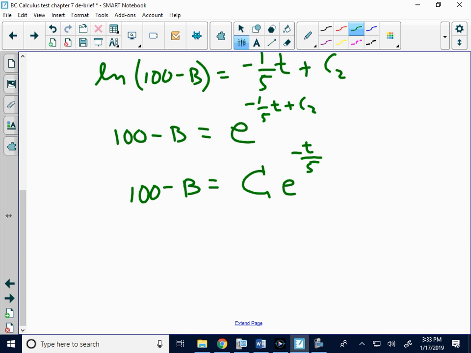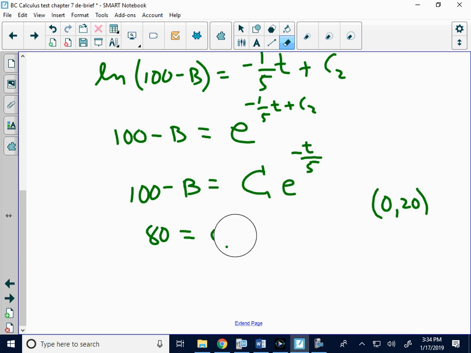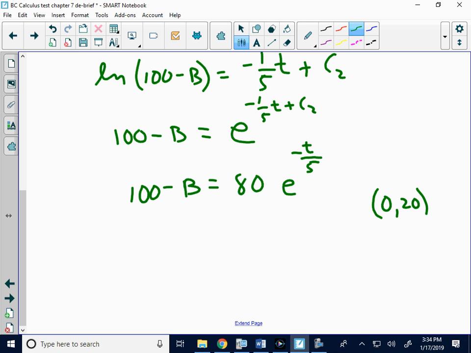The initial condition was at 0, the bird weighed 20. So we put all that in there. We get 80 is equal to C e to the 0. So C is 80. Put that in there. And so we're supposed to solve for B. So it looks like if we put the B on this side and then subtract off the 80 e to the minus t over 5, that should work.